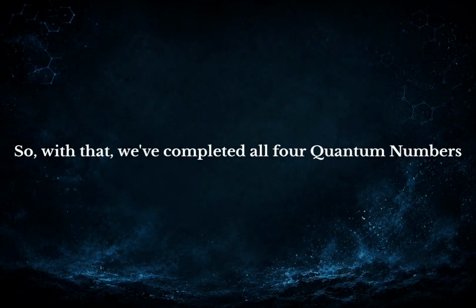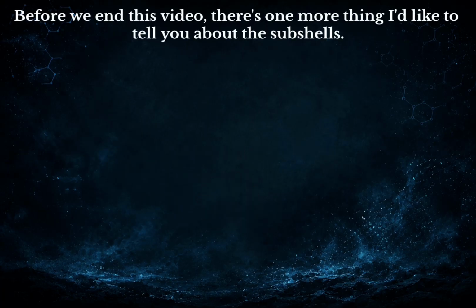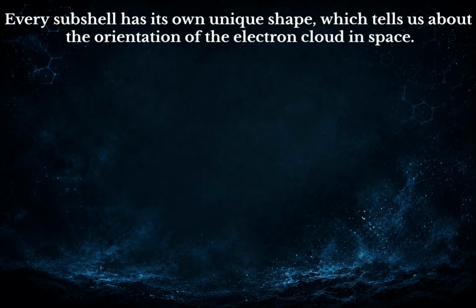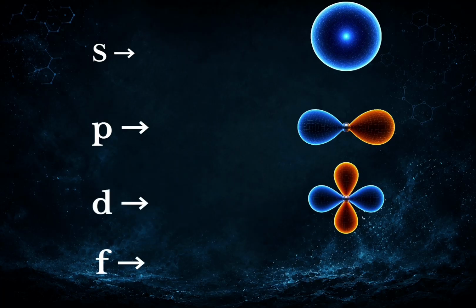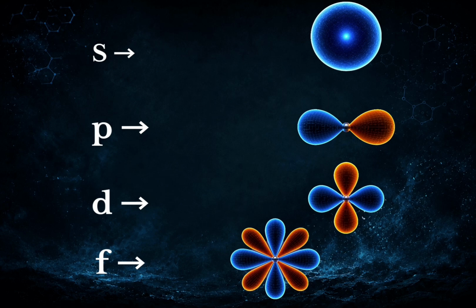So with that, we've completed all 4 quantum numbers. Before we end this video, there's one more thing I'd like to tell you about the subshells. Every subshell has its own unique shape, which tells us about the orientation of the electron cloud in space. The S subshell has a spherical shape. The P subshell has a dumbbell shape. The D subshell has a cloverleaf shape. And the F subshell has a much more complex shape.